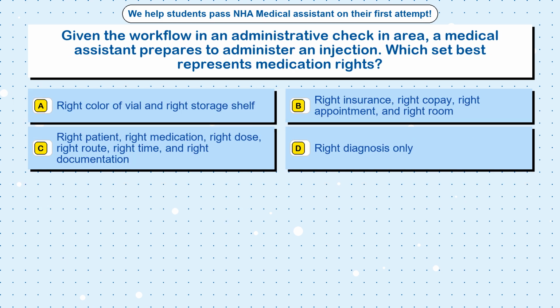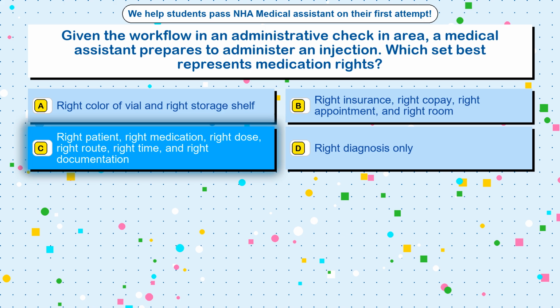Question 52. Given the workflow in an administrative check-in area, a medical assistant prepares to administer an injection. Which set best represents medication rights? Option A. Right color of vial and right storage shelf. Option B. Right insurance, right copay, right appointment, and right room. Option C. Right patient, right medication, right dose, right route, right time, and right documentation. Option D. Right diagnosis only.